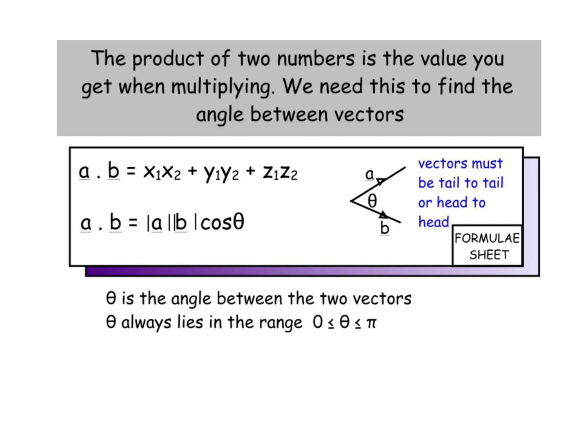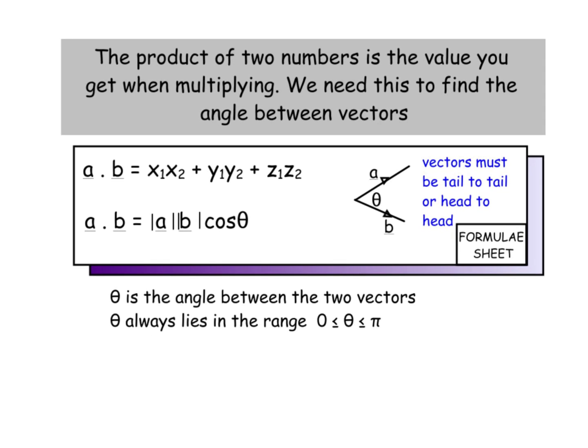So the two formulas you have here: a dot b equals x1 x2 multiplied, plus y1 y2 multiplied, plus z1 z2 multiplied. So that's this first one here. The other one you have is a dot b equals magnitude a times magnitude b cos theta. Okay, so it's kind of reminiscent a wee bit of one of your trig formulas back when you did National 5 trig. So just to remind you, the product of two numbers is the value you get when you're multiplying.